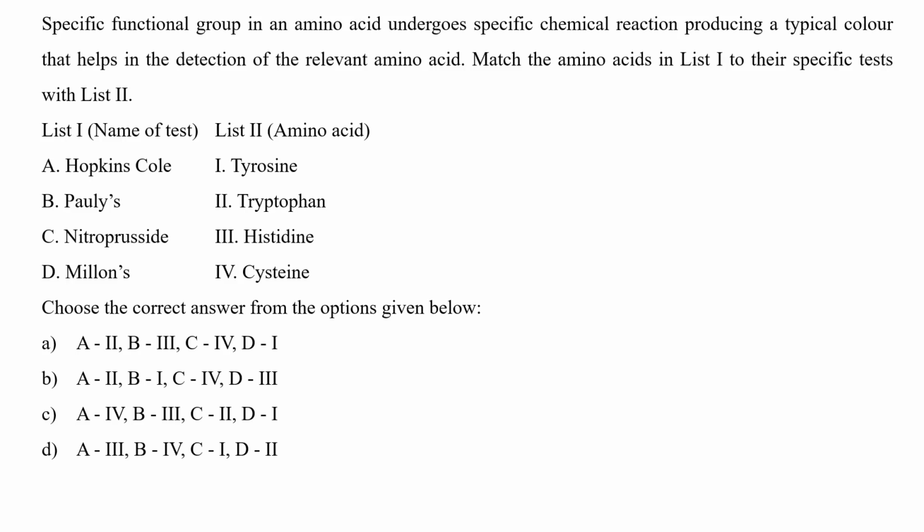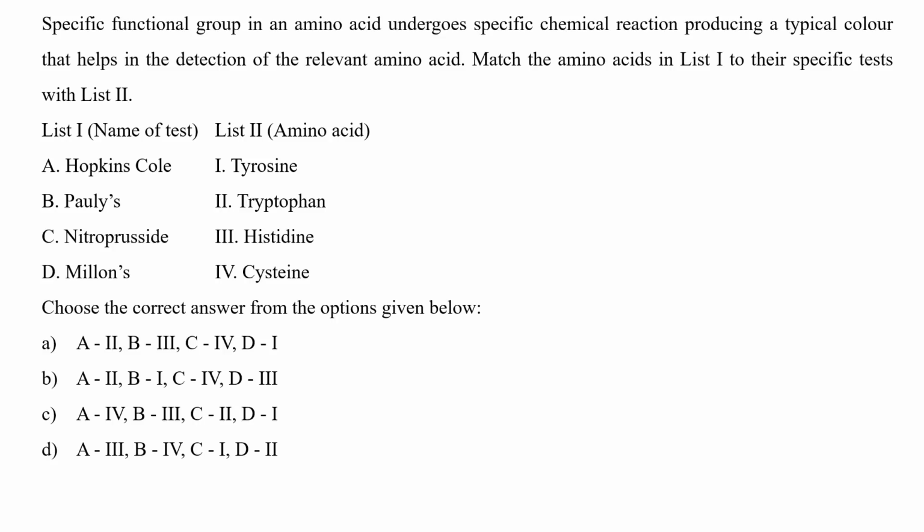Specific functional group in an amino acid undergoes specific chemical reaction producing a typical color that helps in the detection of the relevant amino acid. Match the amino acid in list 1 to their specific test with list 2. So list 1 outlines the name of the test and we have to correctly match which amino acid can be characterized by using these tests. So let's start.